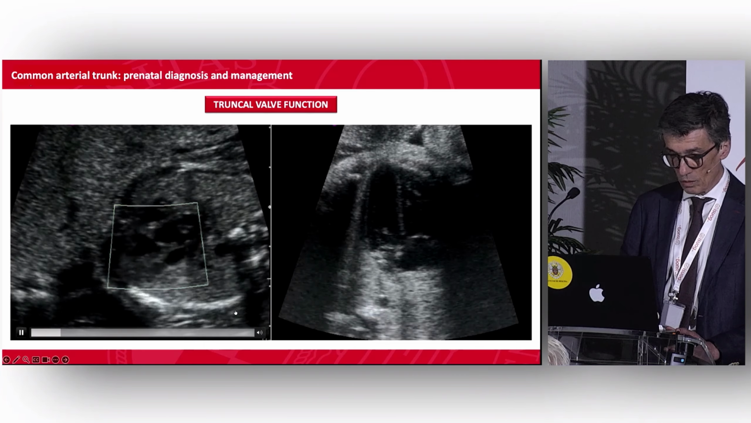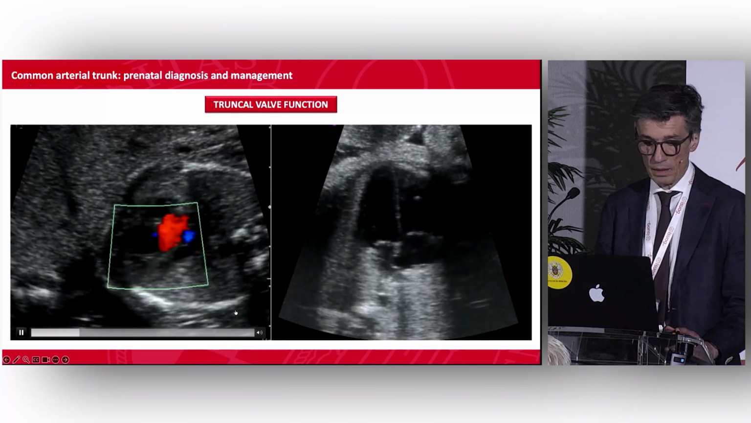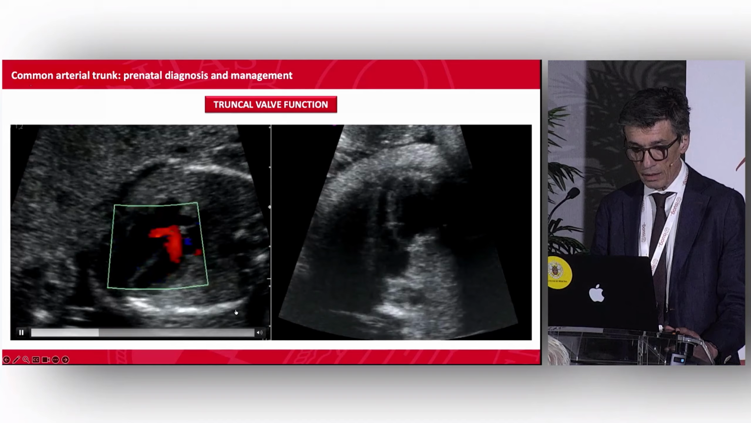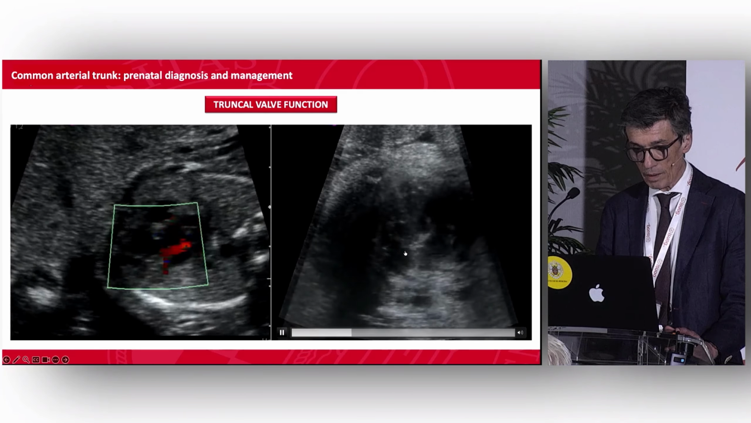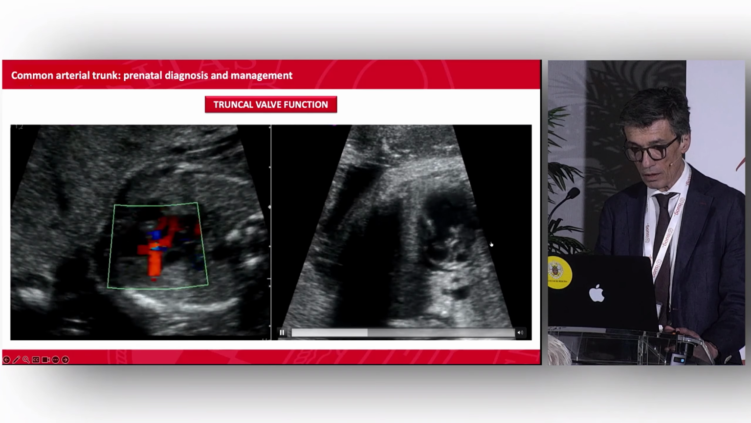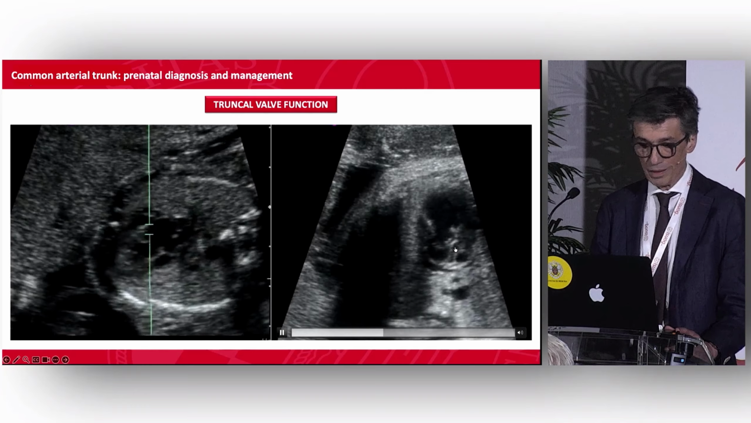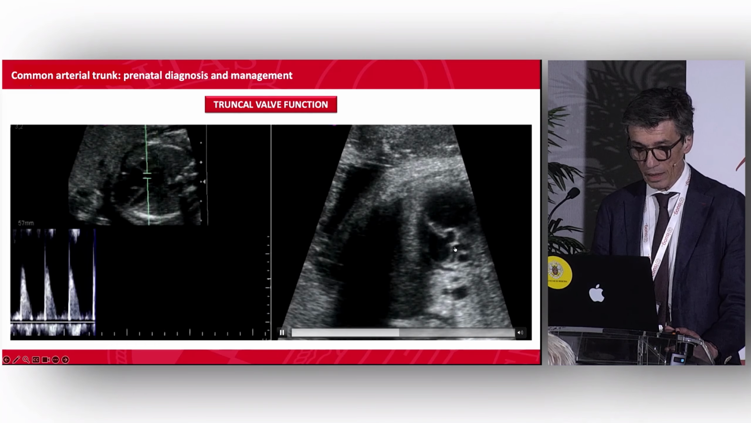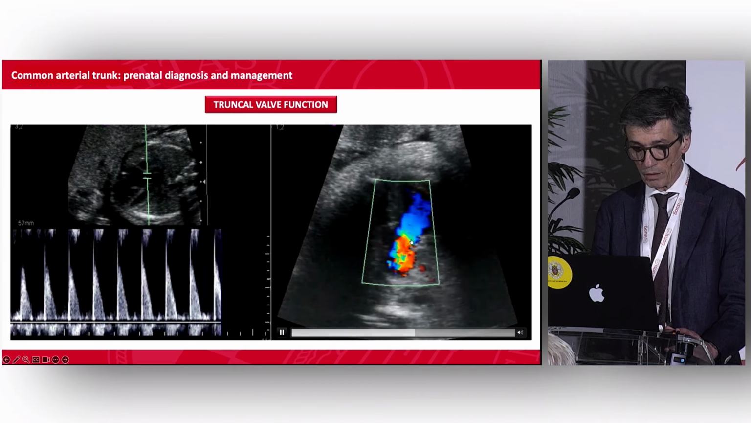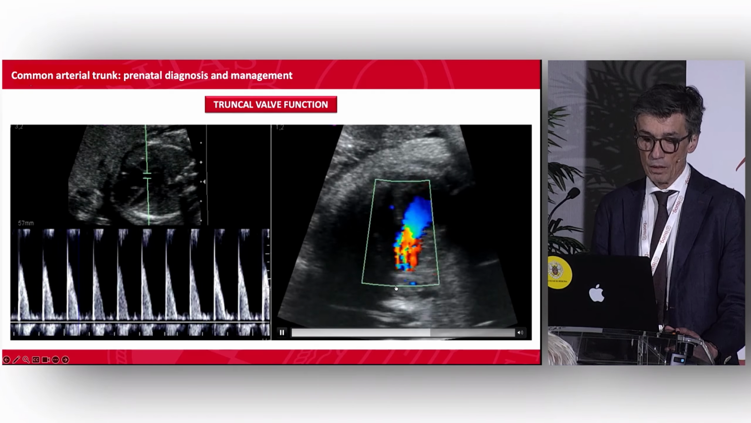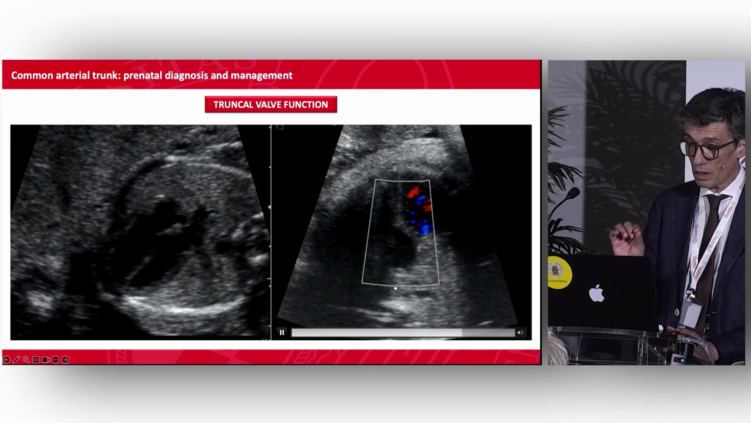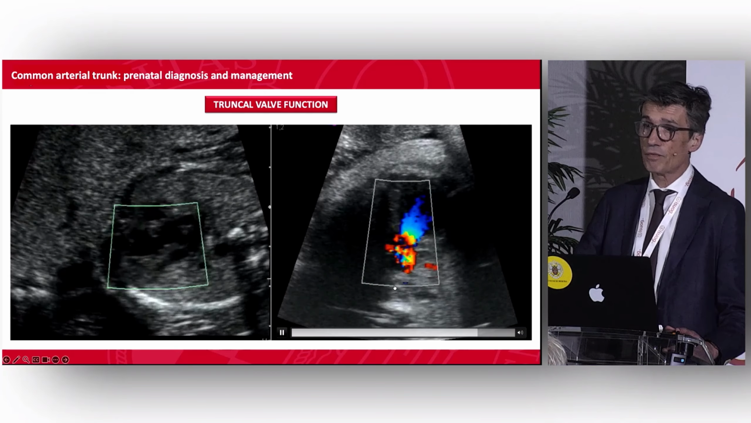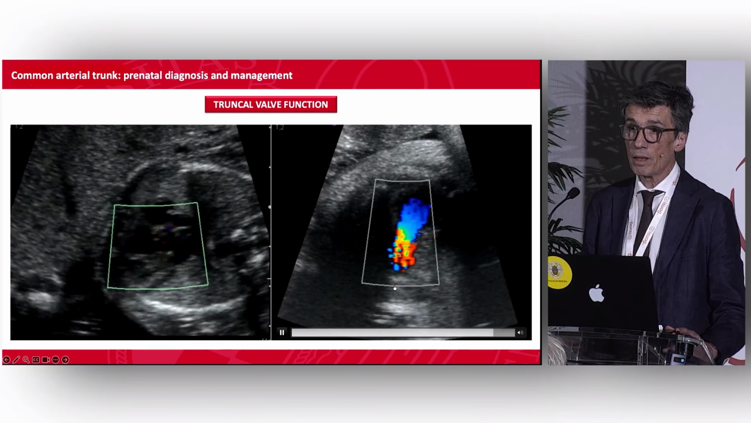On the left side, you may see a normal truncal valve, and on the right side, you may see this plastic truncal valve. You see thickened and very hyperechoic valve that does not completely open in systole. And when you put the color Doppler, you may see this turbulent flow through the truncal valve. You must think that this truncal valve will be the aortic valve when this baby is repaired after birth.